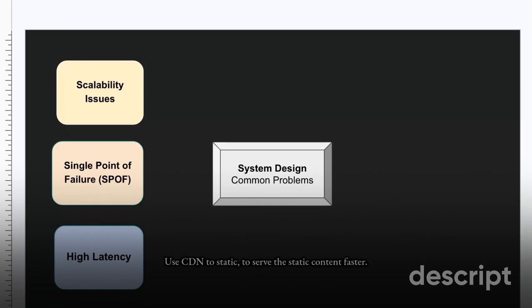How to solve it? Use a CDN to serve static content faster. Optimize database queries with indexing, with sharding, and other techniques. Use asynchronous processing, especially with message queues, Kafka, RabbitMQ. There are a number of different solutions available in our cloud architecture. So always try to use them to deliver fast.